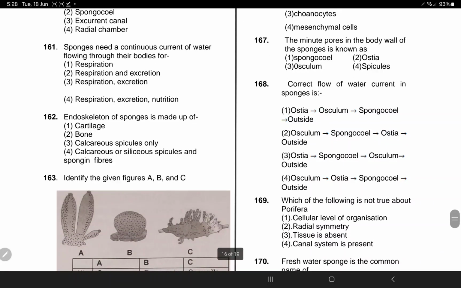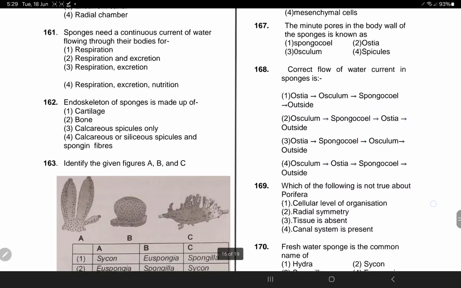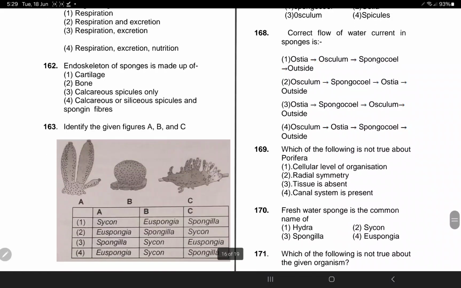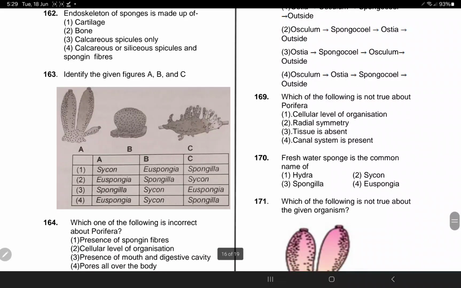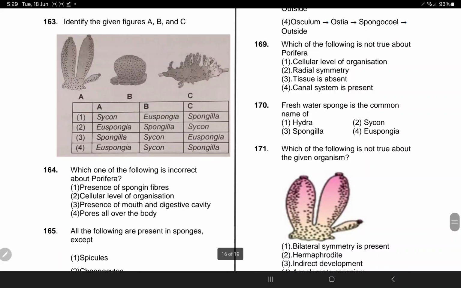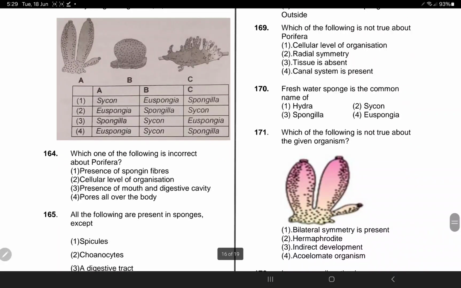Correct flow of water current in the sponges is ostia, spongocoel, osculum, outside. Option 3 is correct. Which of the following is not true about Porifera? Radial symmetry. They are mostly asymmetrical. Freshwater sponge is commonly the name of Spongilla. Option 3 is correct.